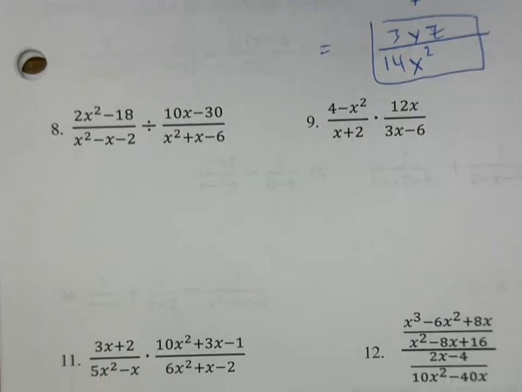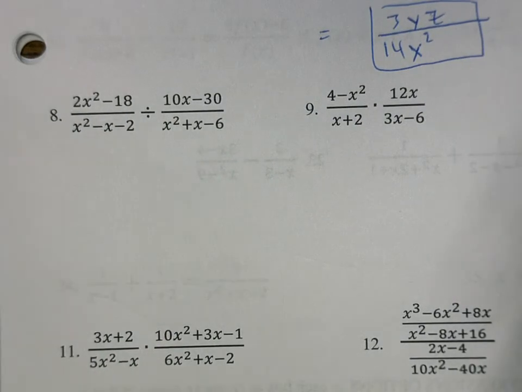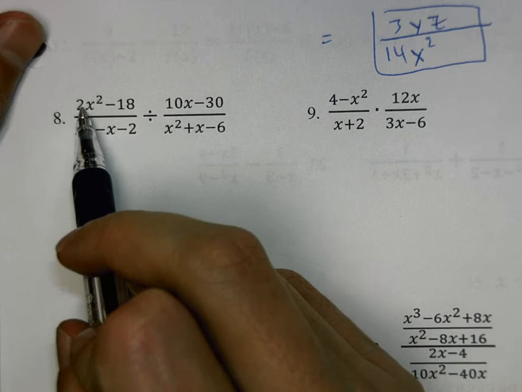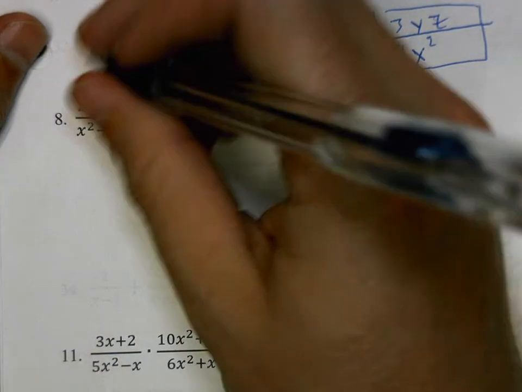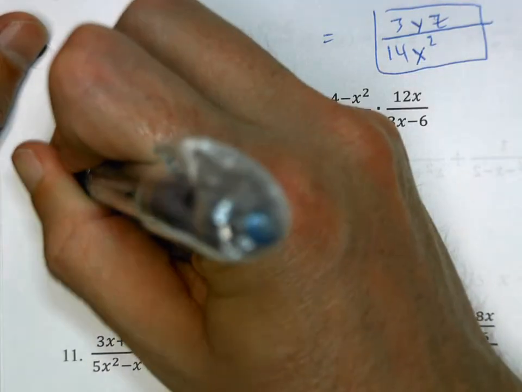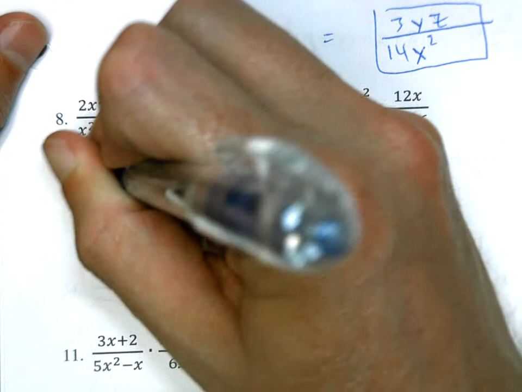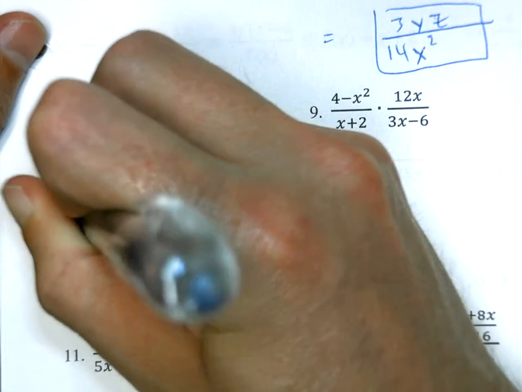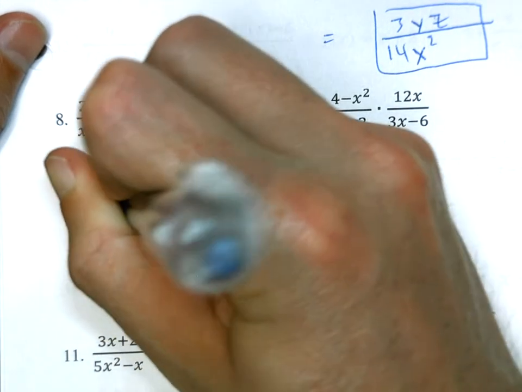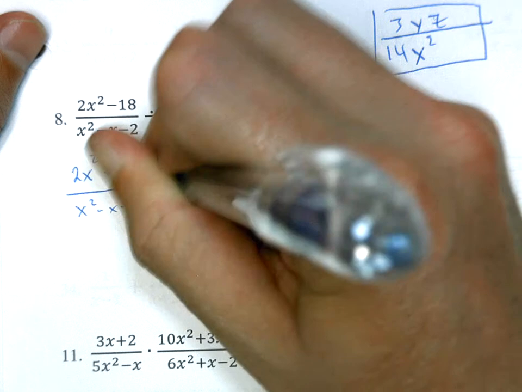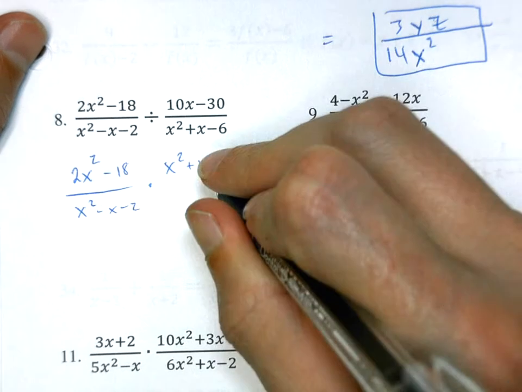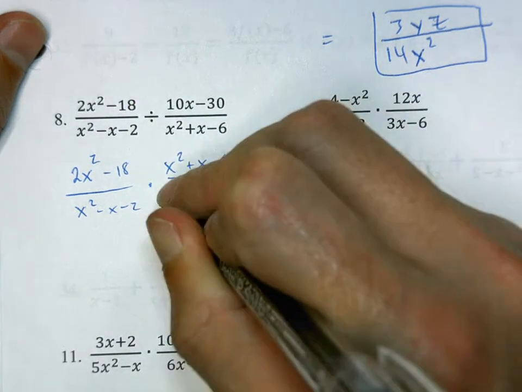Okay, I'm so zoomed in. My bad if I end up going off the paper. GCF of 2 and 18 is 2. Actually, let's flip and multiply first before I do any of that. 2x squared minus 18 over x squared minus x minus 2 times x squared plus x minus 6 all over 10x minus 30.